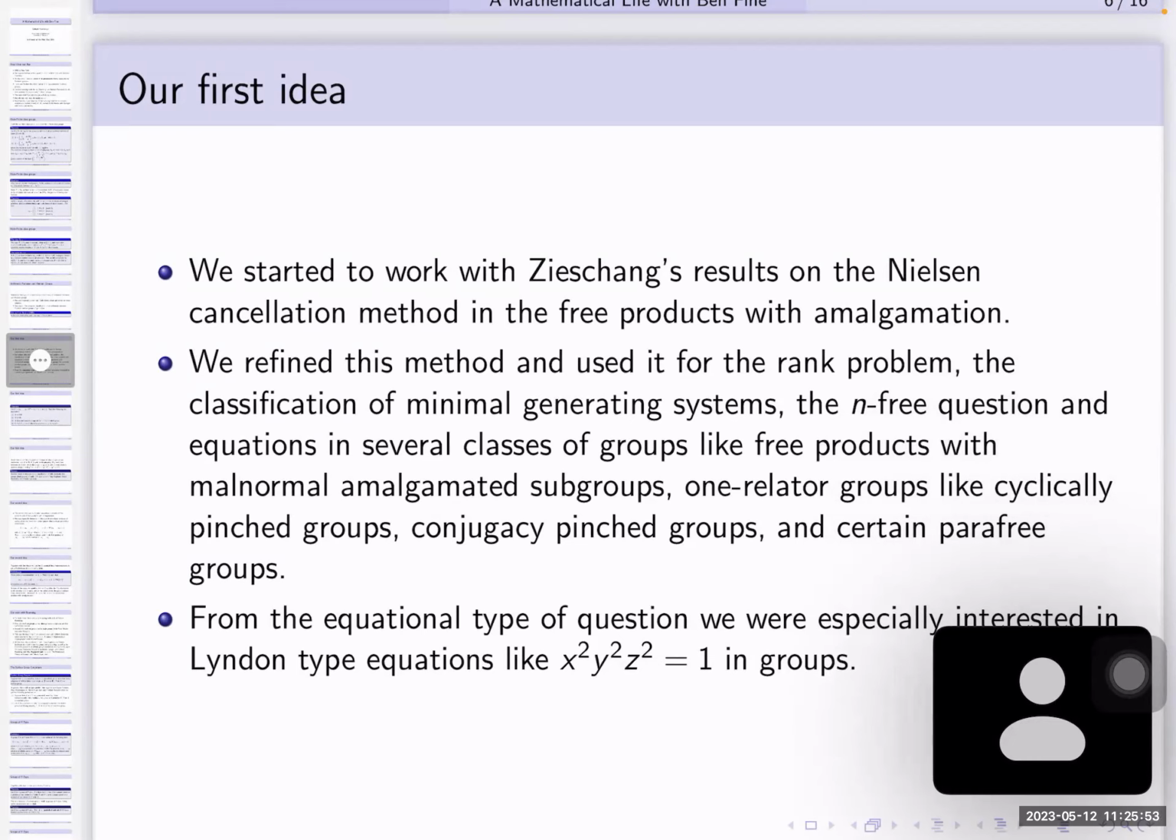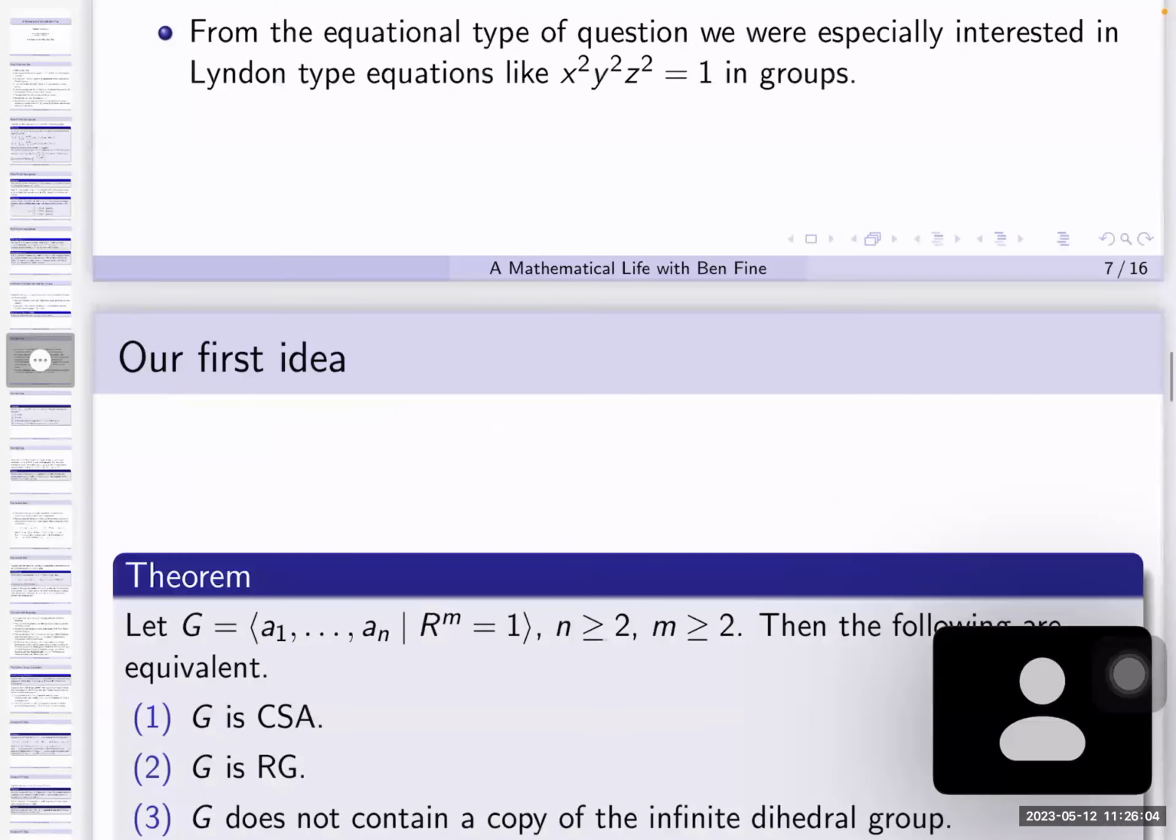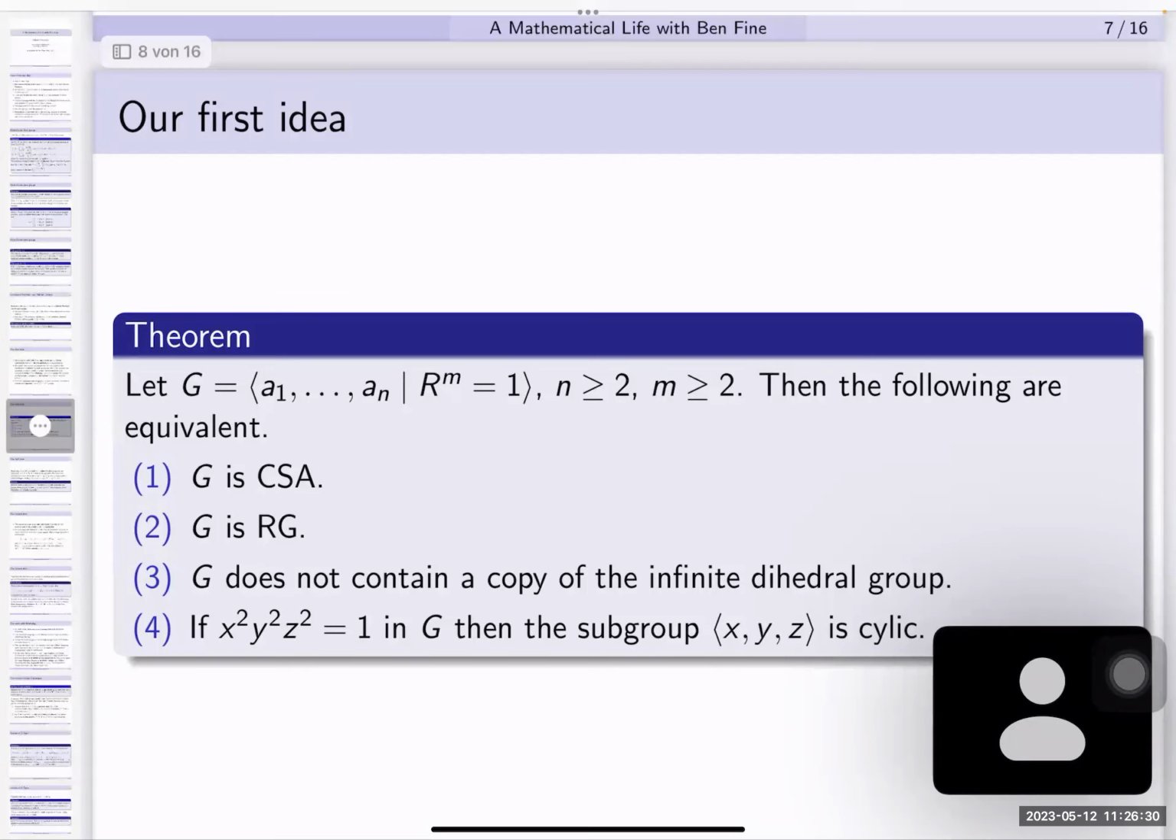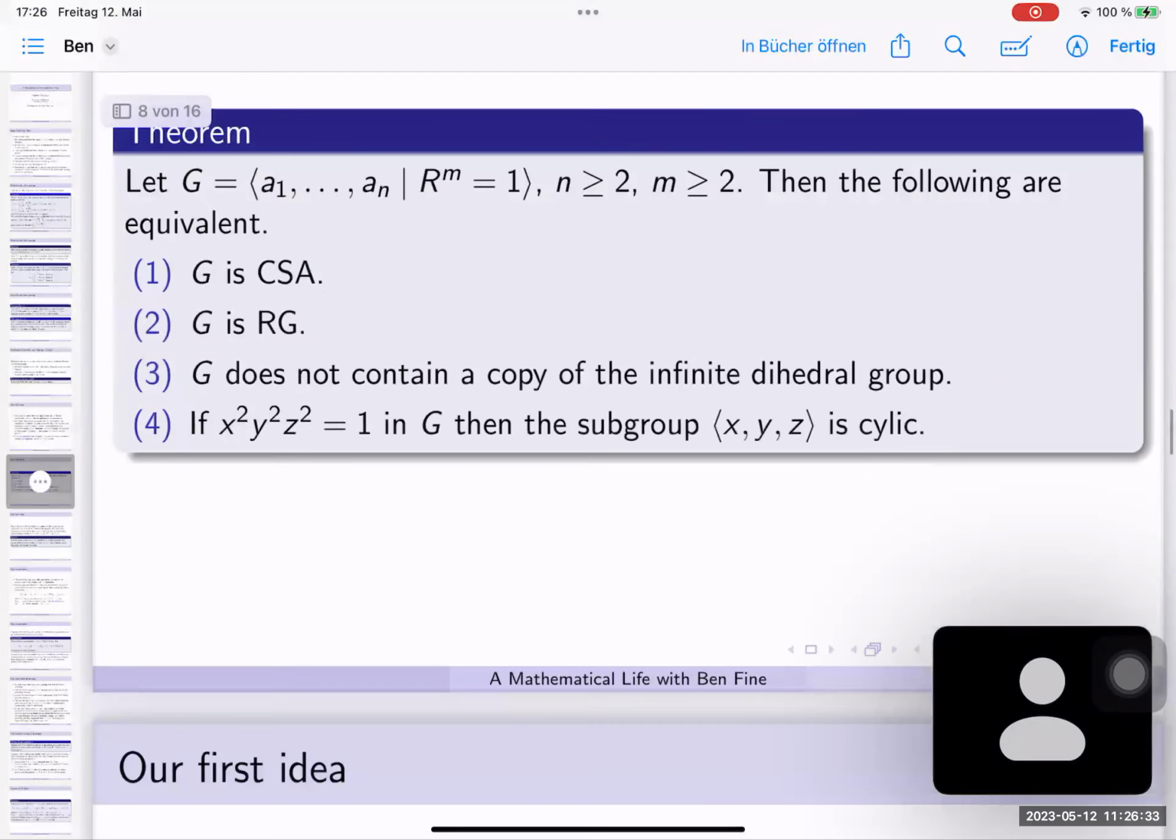From this side, there is a little result which is nice. It concerns the Lyndon-type equation x squared y squared equals 1 in the group. We had a one-relator group, say with the relator R, and with torsion. Then the following are equivalent: G is conjugacy separable abelian, G is an RG group, G does not contain a copy of the infinite dihedral group. And if you have in G the equation x squared y squared z squared equal 1, then the subgroup generated by x, y, z is cyclic.